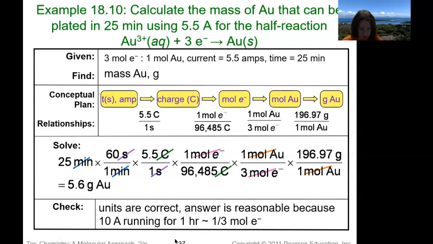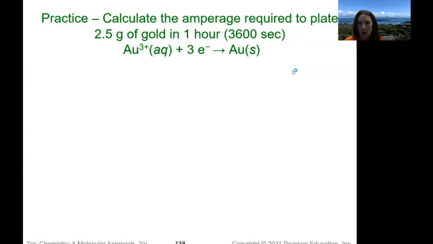Okay, now here's one that we're going to try. It's going to go a little backwards this time. So in this case, we want to calculate our amps. So we want to calculate our amps required, and we're going to start with 2.5 grams in 1 hour. And I gave you 36 seconds. It's whichever one you choose. Okay, all right. So I want you to try this one, and we'll go over it in just a minute.